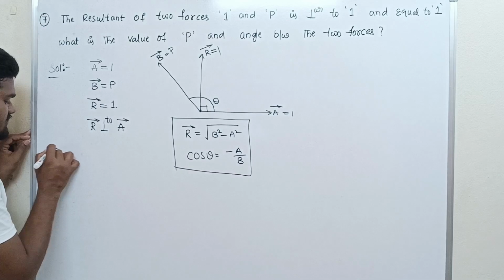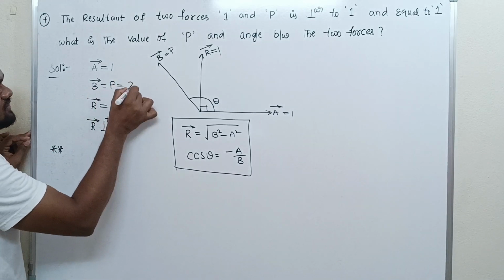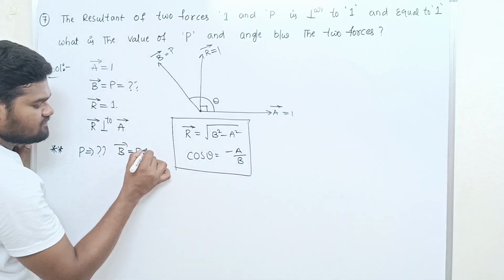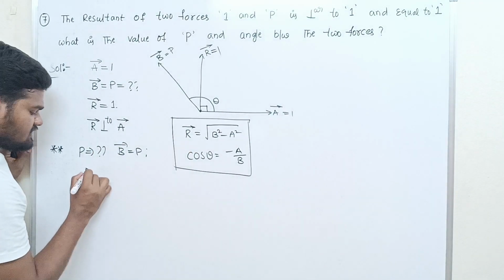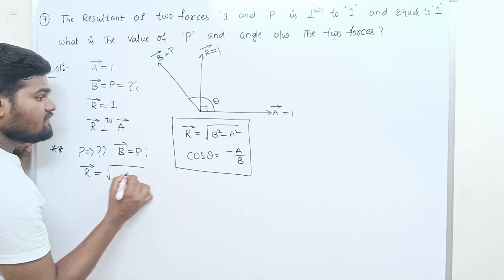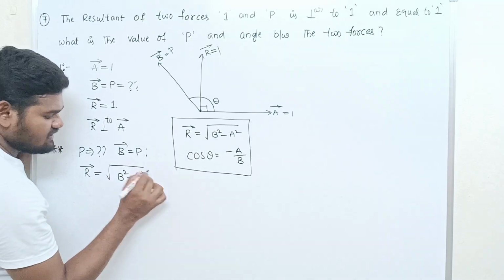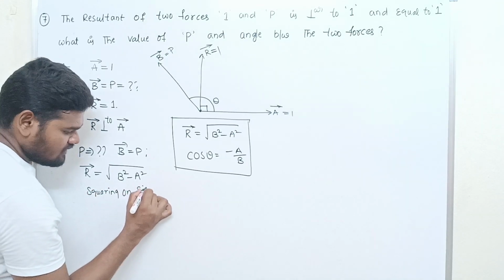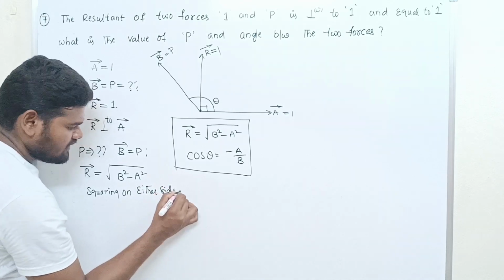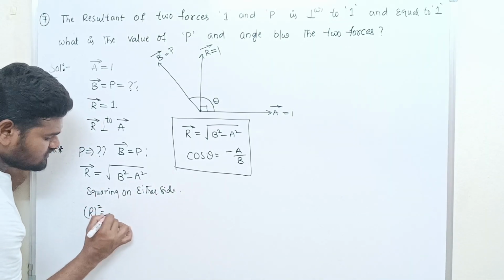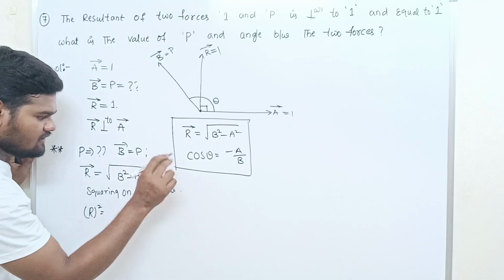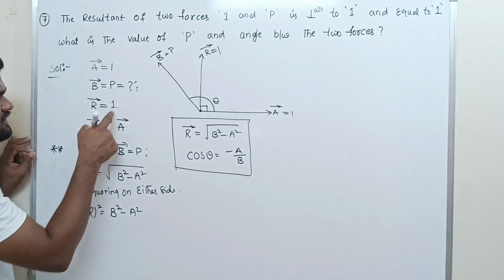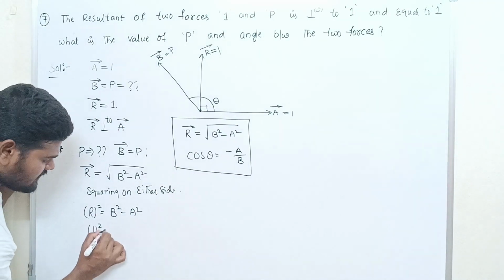So the first one, what we have to find? P is nothing but B. So R bar equals under root of b square minus a square. Squaring on either side, the square root gets cancelled out and we get r square equals b square minus a square. The value of r is 1, so 1 square equals b square.